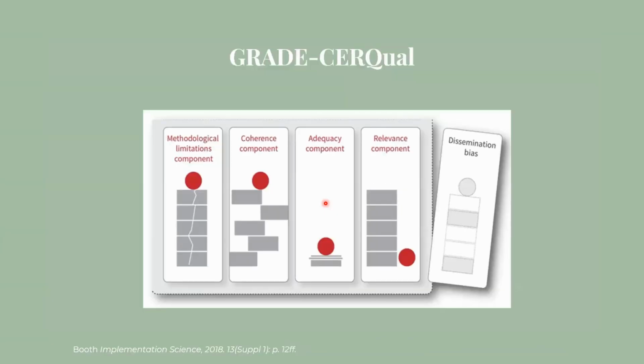Still, the plausible relevance of dissemination bias is accounted for in the GRADE-CERQual approach, which is an analogy to the GRADE approach only for qualitative evidence. But since so little is known about it, dissemination bias is only a candidate domain in this approach.